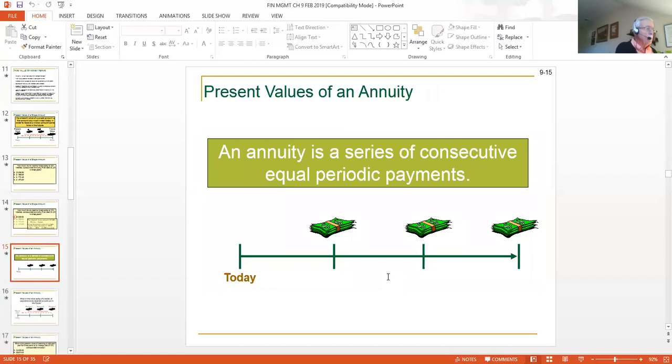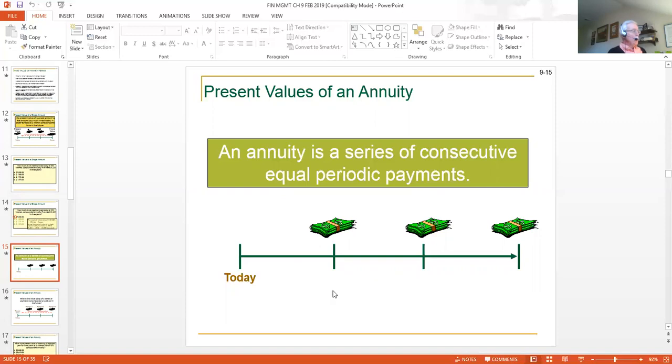This slide shows you graphically what an annuity is. It's the same dollar amount, so these stacks of dollars are equal. Multiple periods, the same dollar amount. That's an annuity. I happen to be the beneficiary of an annuity currently. I qualify for Social Security, so I receive the same dollar amount every month. That is a stream of equal payments at set periods of time. Once a month, same dollar amount. That's an annuity.